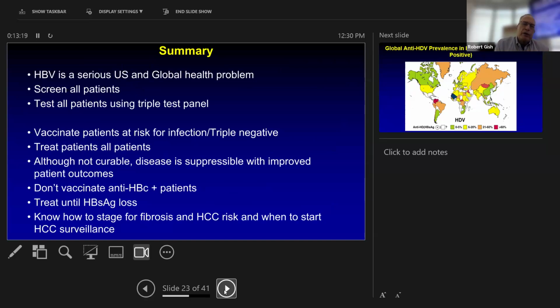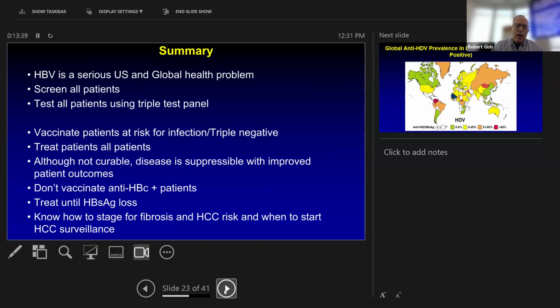So hepatitis B is serious. 2 people die every minute. Every adult needs to be tested. There's a whole controversy about testing children, because most children have been vaccinated. But if you're in a low vaccine country, then children need to be tested also. And although not curable, it's suppressible. We can make people better.